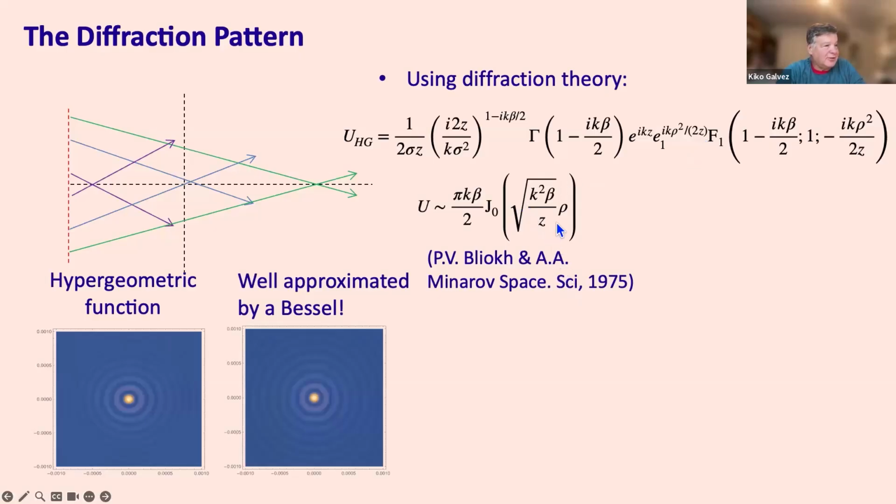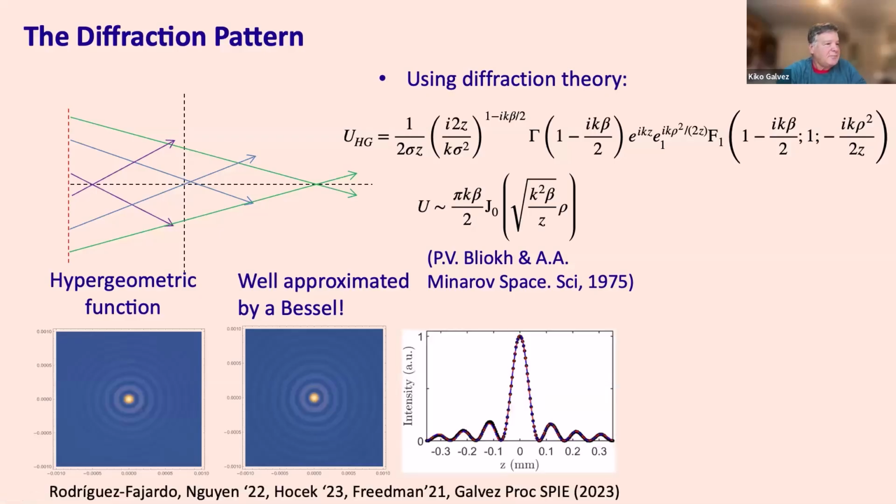The authors of this were Bliak and Minarov in 1975. The last name might look a little familiar. Well, it is a case of a small world in physics. This Bliak is our dear colleague Kostya's grandfather. And when we compare our measurements with these theoretical predictions, we get very nice agreement.